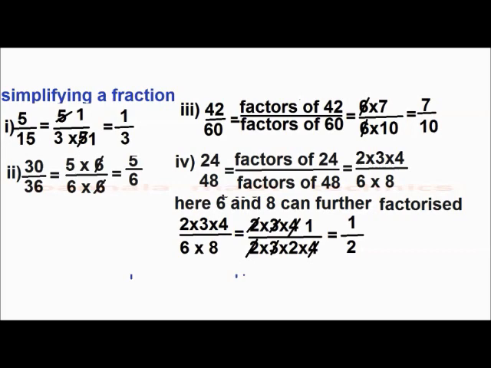So here in 24/48, the factors of 24 are 2 times 3 times 4, and the factors of 48 are 6 times 8. And 6 and 8 can be further factorized: 2 times 3 times 4 over 2 times 3 times 2 times 4. The 2, 3, 4 will cancel, and the 1/2 will remain. So 1/2 is the answer.